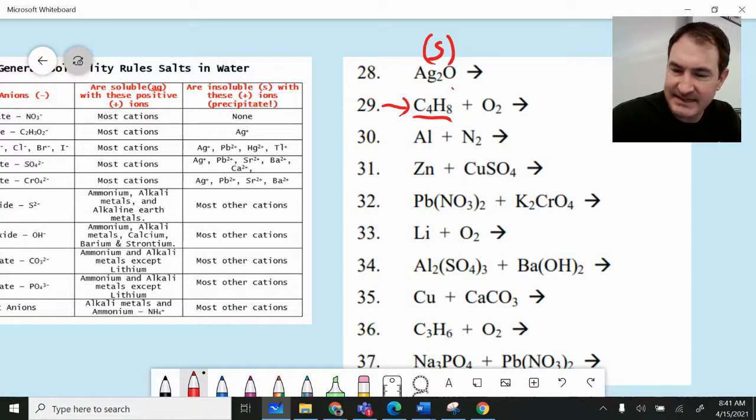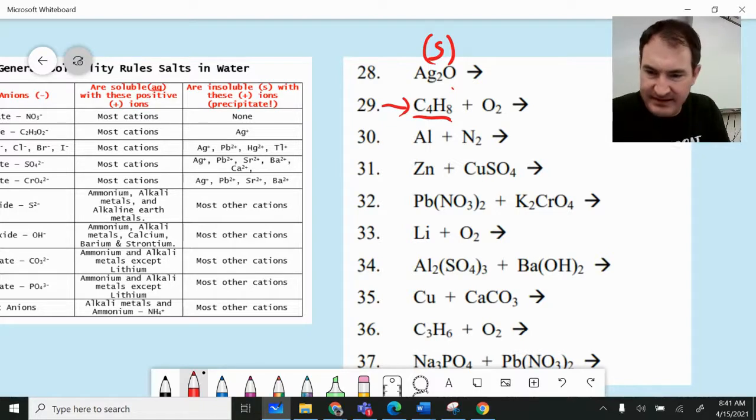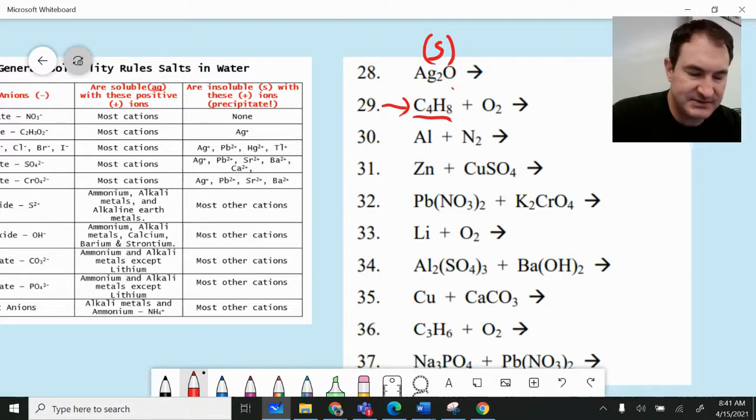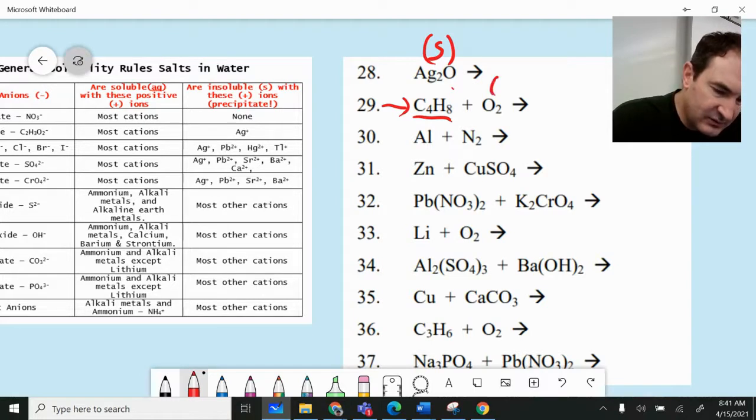You guys know octane is C8H18. That's gasoline, right? It's in gasoline and it's a liquid. The first few, like methane, ethane, and propane, are all gases. And somewhere in there, there's a transition from a gas to a liquid and then eventually to a solid as they get bigger. Anyway, that's a side note. I got a little bird walk going on.